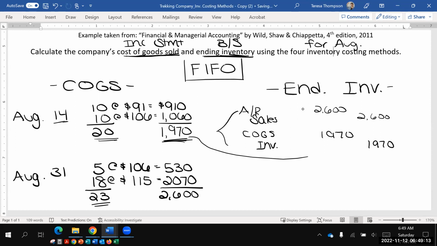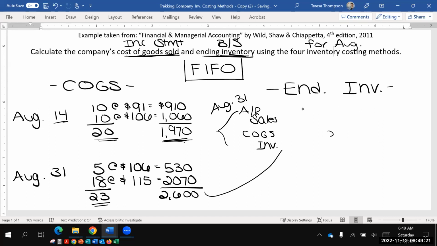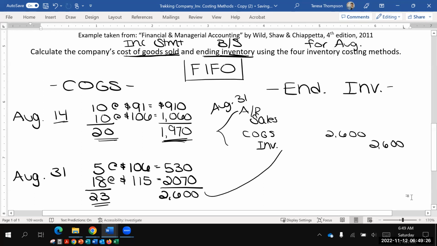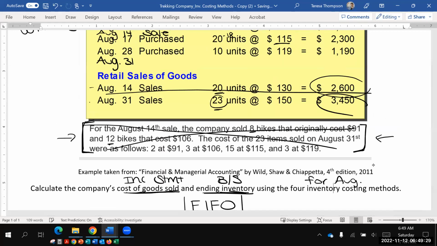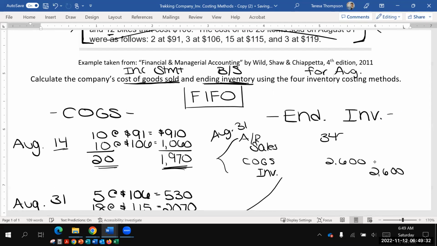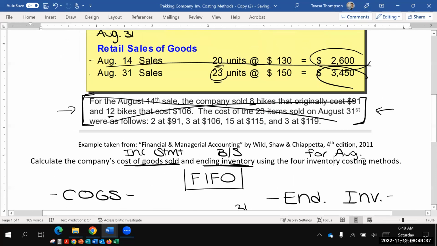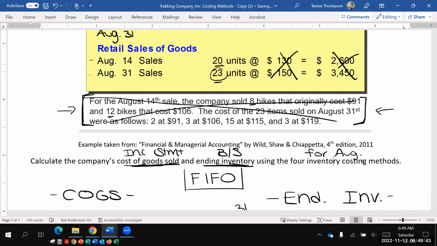Let's do the journal entry for August 31st. Why not? You never know what they're going to ask you. Okay, so we just solved for the cost, $2,600. Scroll up to see what was the sales price that we charged, $3,450. And it's also kind of tricky because sometimes in the problems, like in this one, they just ask you to calculate the cost and the ending inventory. So technically, we don't really need the sales price to do what they asked us to do, which was just the calculation. If they said do the journal entry, then yeah, we would need that sales price, right?